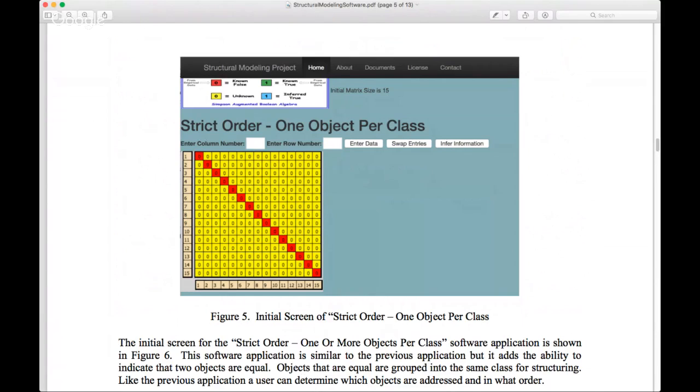And then the infer information button is used on any configuration of the system, and you push that and it'll tell you if there are any inferred spots. If there are, those inferred points will be marked with a 1 in the lower triangular, and the background will be blue.